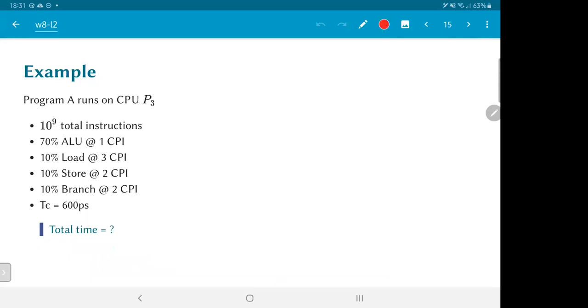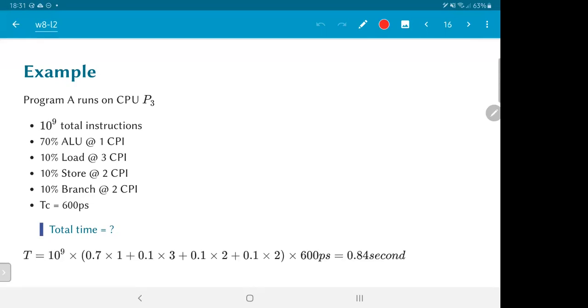Another variant of the processor, in this case P3, now this has actually made some changes in the hardware architecture. Over here, what we say is that 70% of the instructions are ALU type, which have a CPI of 1. That is, all ALU operations finish within a single clock cycle. 10% of the instructions are loads, and they take 3 CPI, or 3 cycles per instruction. 10% are stores, which finish in 2 cycles per instruction, and 10% are branches, which finish in 2 cycles per instruction again. I now have a TC, a clock period, which is 600 picoseconds. And the question is, what is the total time required for running this program now?